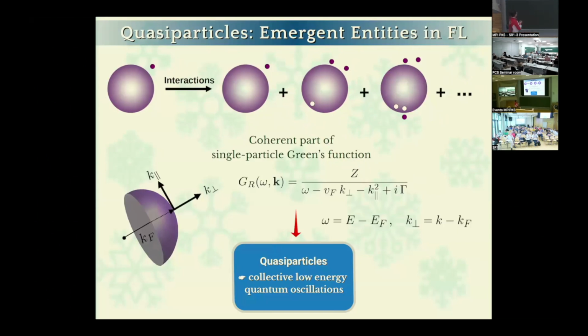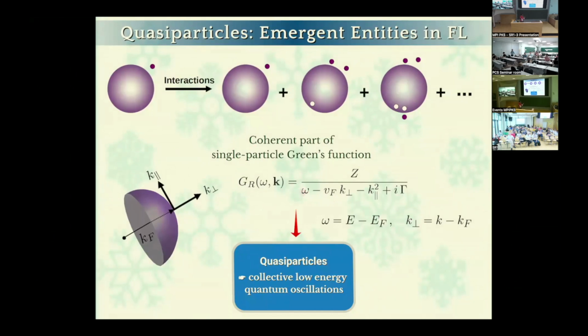Through this methodology, you can find out the Green's function or the correlator of this system. In particular, if we compute the coherent part of the single particle Green's function of this interacting Fermi liquid system, then we get a functional form like this. This retarded Green's function is a function of omega, which is the energy measured with respect to the Fermi energy, and the momentum vector k. Again, we divide the momentum vector k into two parts. One is perpendicular to the Fermi surface, which we denote by k perp, and we measure k perp with respect to the local Fermi momentum. The other part is the tangential part, which we denote by k parallel. This is what appears here in the Green's function expression.